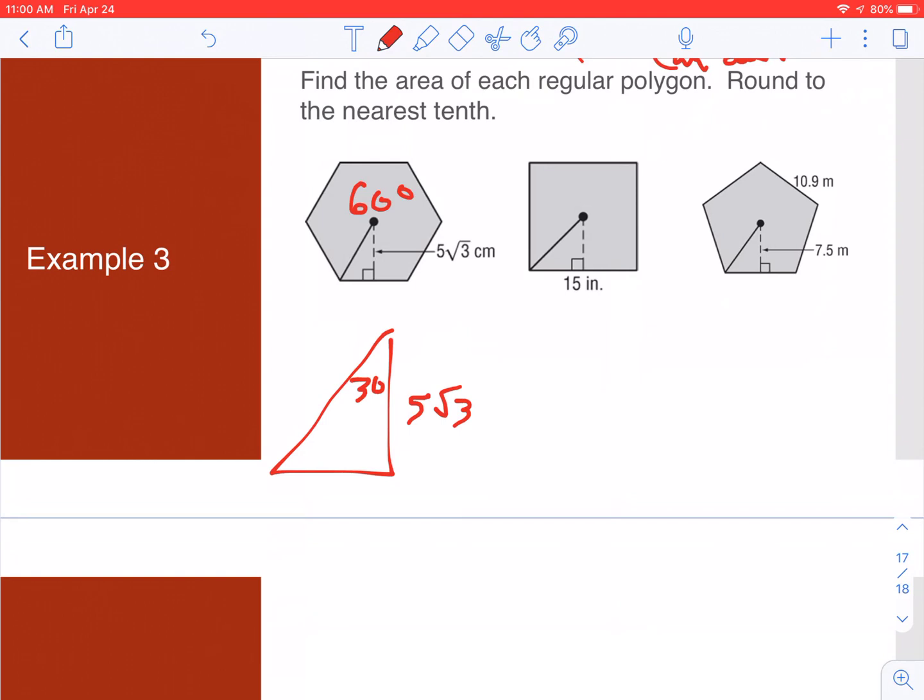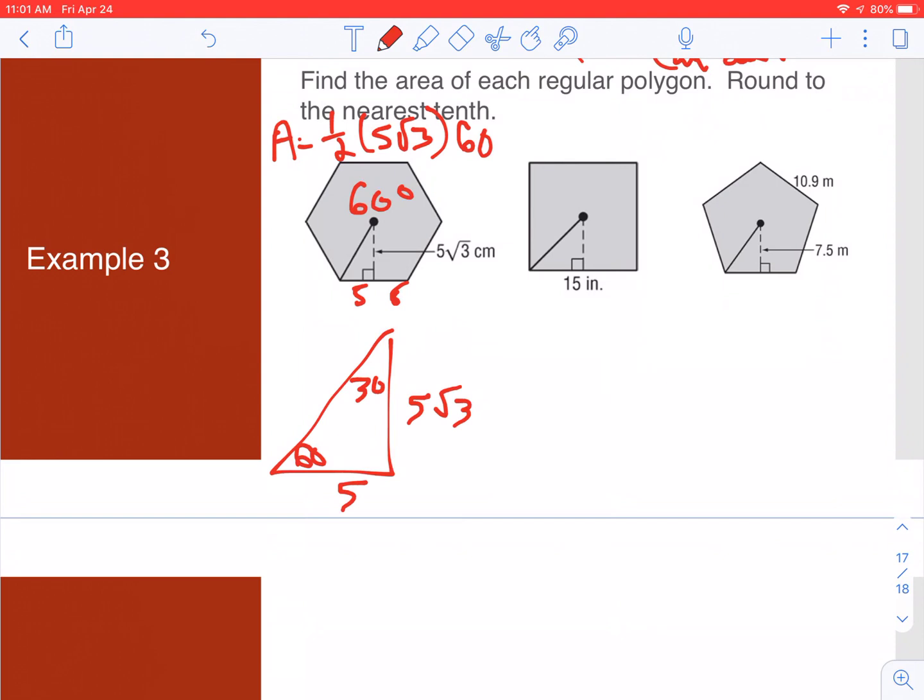But now I need to find my perimeter. I need to find my side. Well, if you guys remember your 30, 60, 90 right triangles, this is now a 5. So if that little part is 5 and that's 5, the whole side is 10. So the equation would be area equals 1/2 times 5 root 3 times the perimeter, which is 60. I'm not going to solve all that right now, but that's how you would set that up.